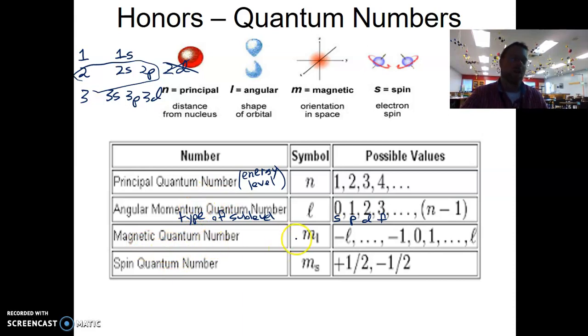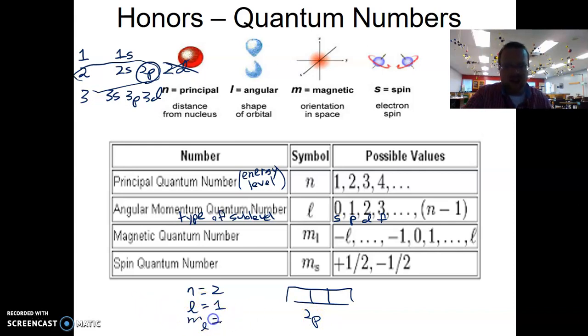Now, the magnetic quantum number gets specific down to a certain box in an orbital diagram or a certain orbital in a sublevel. For example, let's focus in on that 2p again. If I had a 2p orbital and I was looking at an orbital diagram, it's got 3 boxes. If n equals 2, then l equals 1 in this case because it's a p, and m sub l has 3 possible values, -1, 0, and 1, because it can go from -l up to l in integers. Those 3 numbers correspond to these 3 different boxes.